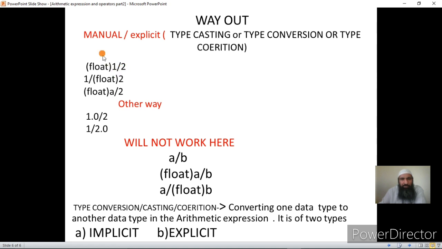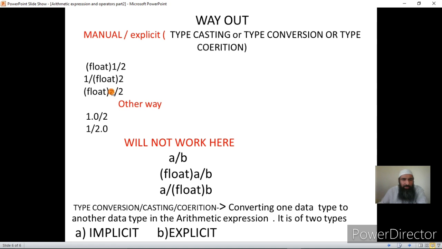Since float is a higher type, 2 will be converted to float. It will be float by float, the answer will be in float, so you will get the correct answer in this case. Now typecasting can be done either to this value or to this value, that is, to one of the two operands, or you can do it to both operands, no problem. And if you do it to one operand, your problem is solved.